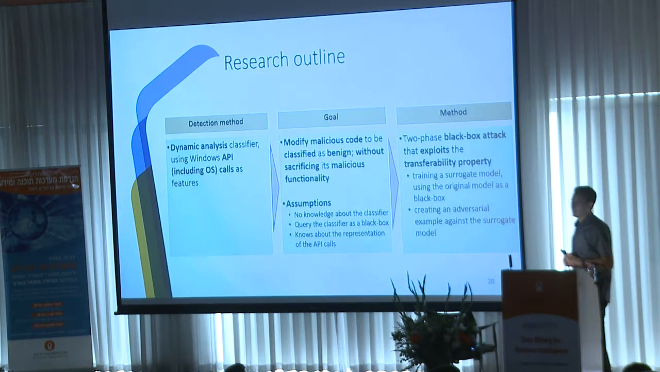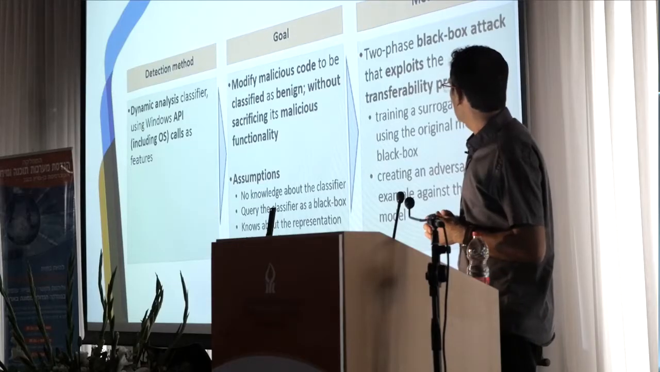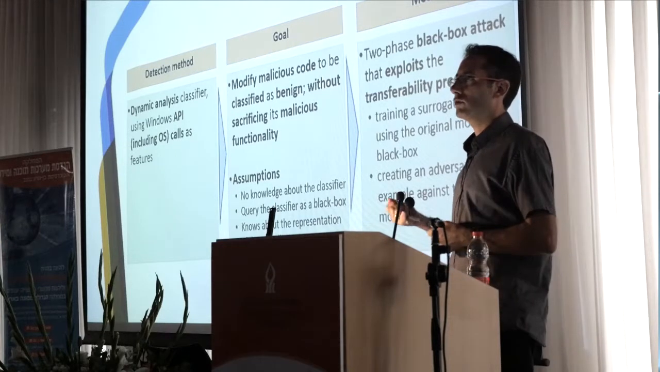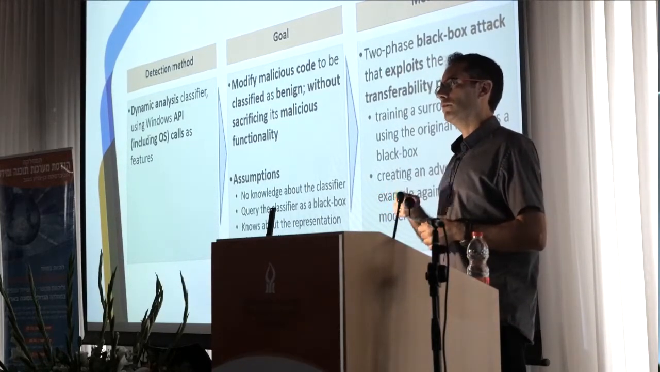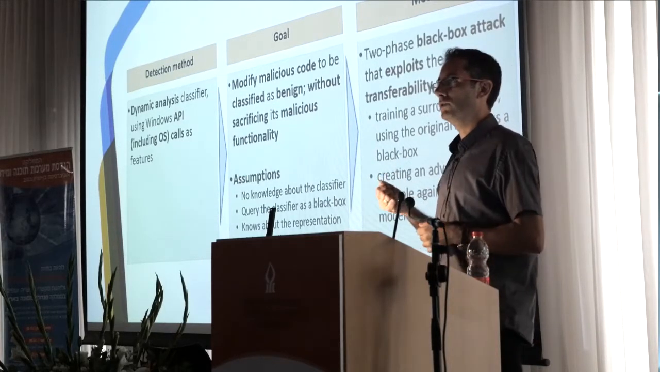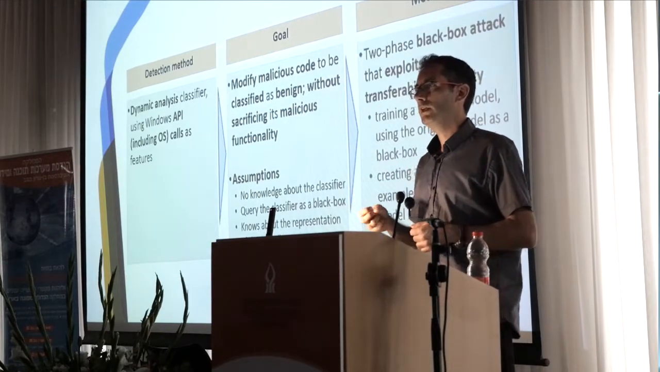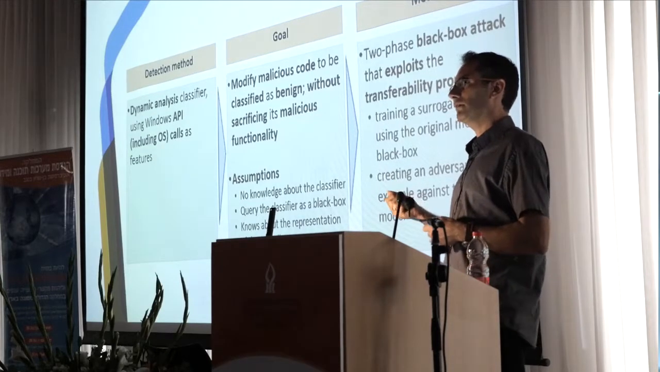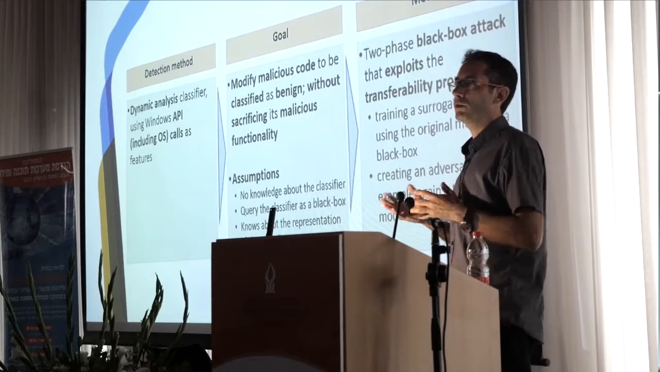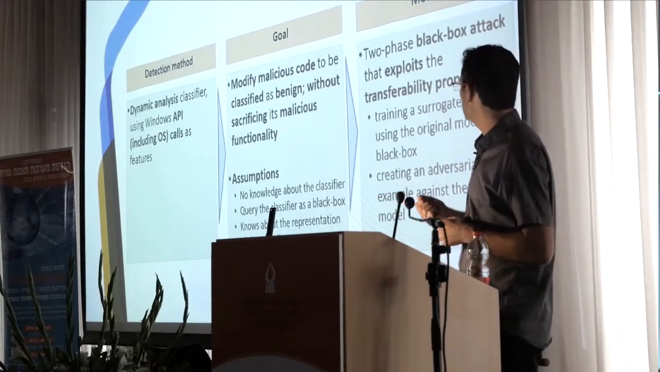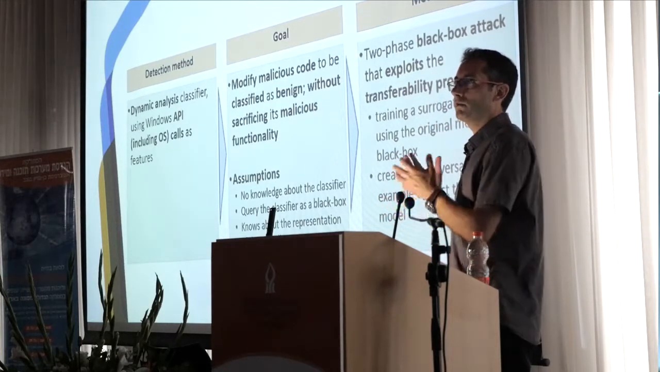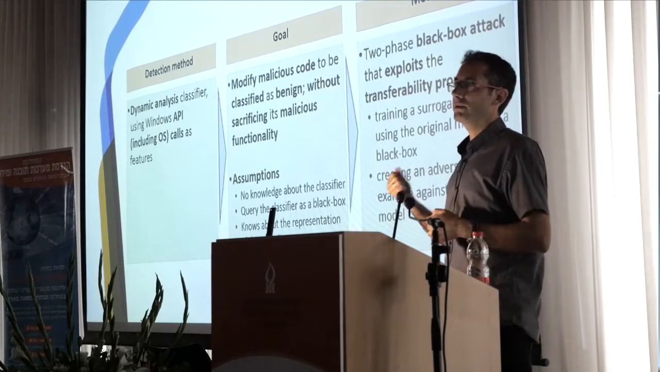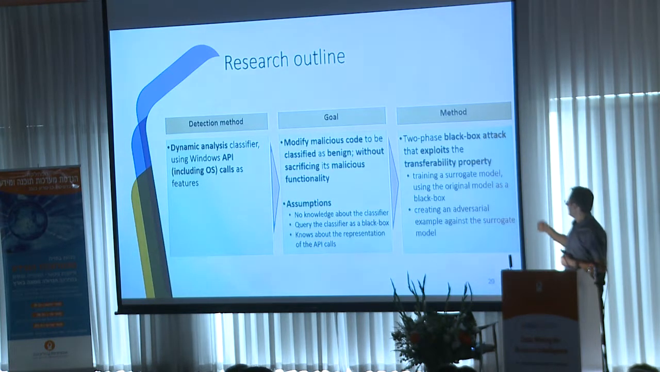The attack that I will present is a two-step attack that exploits a property called transferability, which was shown for specific cases: if I create an adversarial example which is not classified correctly by one model, it will probably be mistakenly classified the same by another model with the same goal, even if the models are trained with different data sets. So we exploit this property in order to create a surrogate model, which is actually an approximation of our black box model. And in the second step, based on the surrogate model that we learned, we use it in order to create the adversarial examples, the adversarial files.